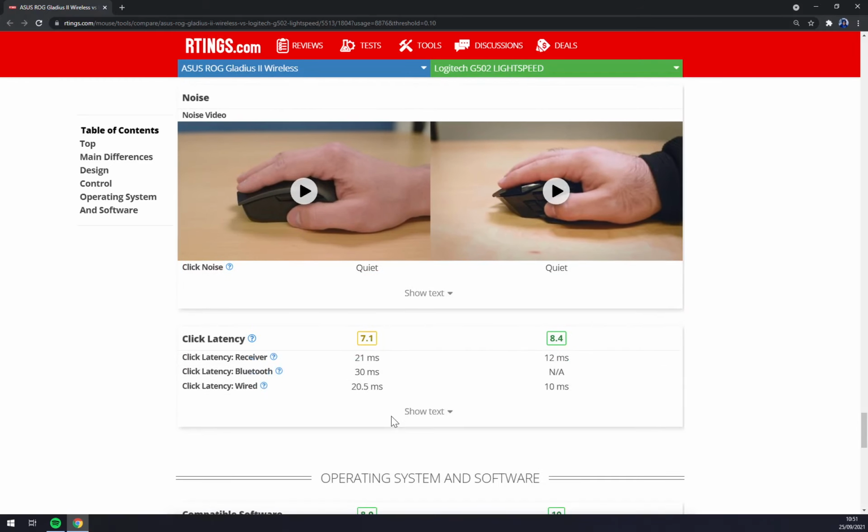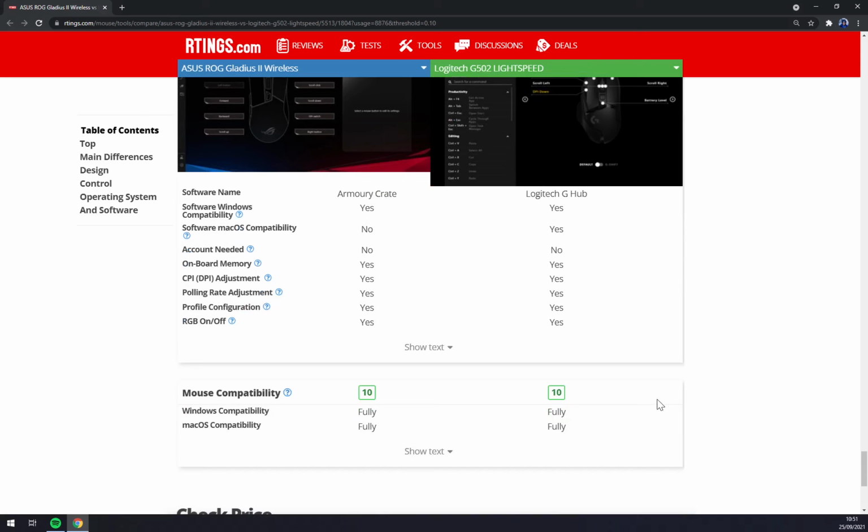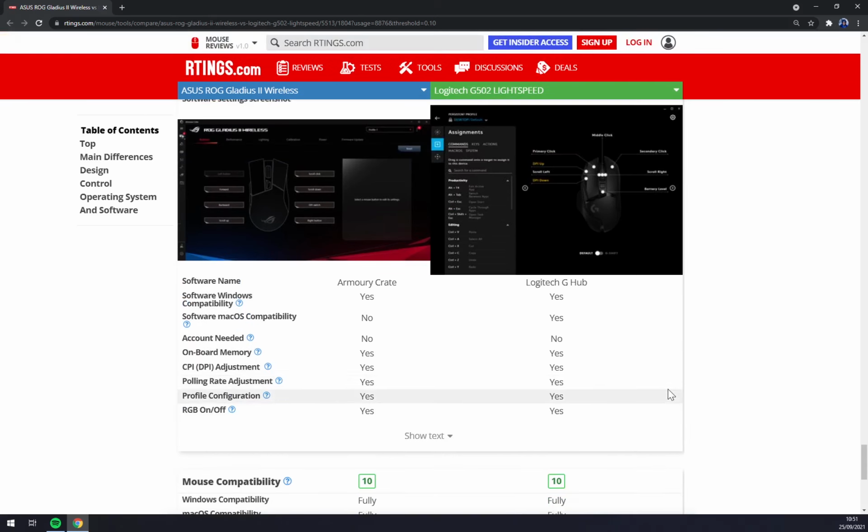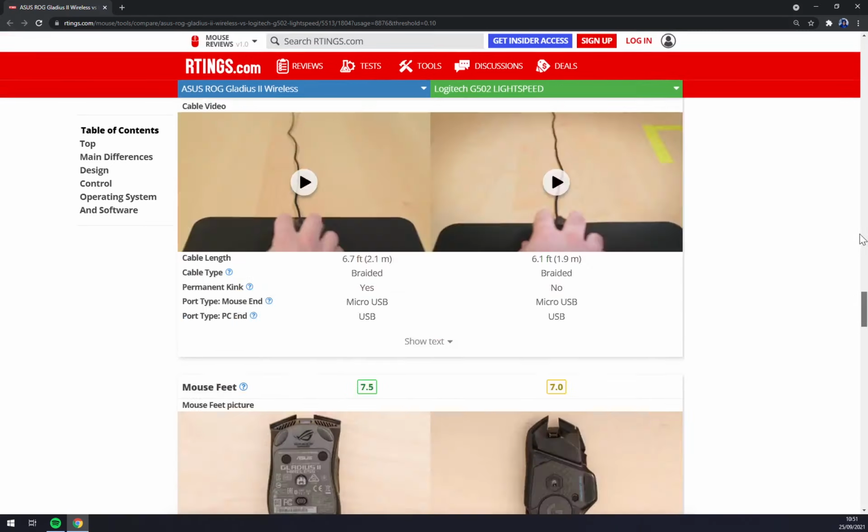That's the biggest difference, I would say, the click latency when you are trying to play on receiver or wired: 12 ms and 10 ms compared to 21 and 20.5. Those are below-mediocre numbers for the Gladius, and I should expect more from ASUS. Both of them are using software that makes them fully compatible with Windows and Mac as well.